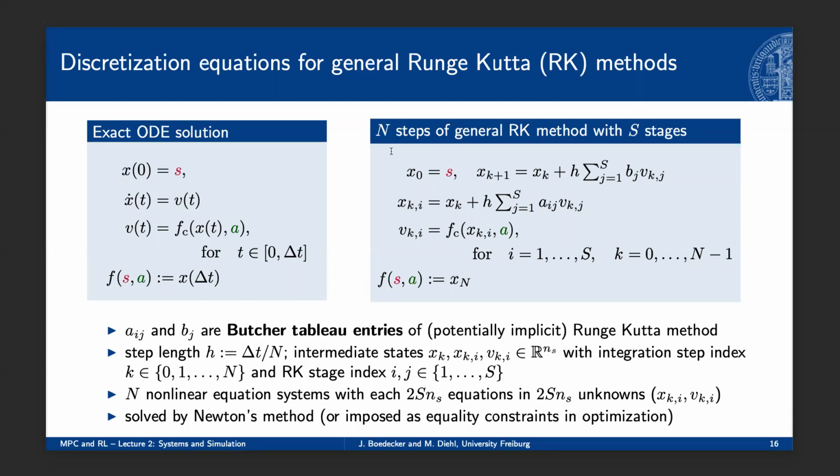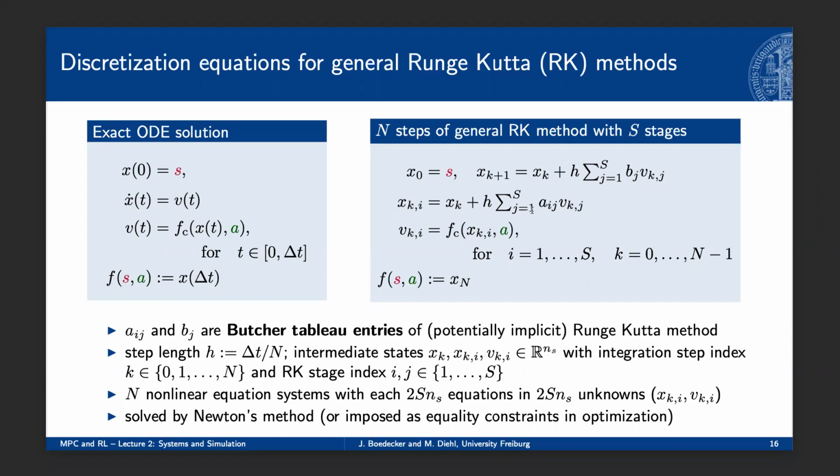And on the discretized world of a Runge-Kutta method, you do n steps, and each of them has s stages, and then you start basically with a starting point, and you have these interesting transition equations here. You define at each intermediate stage the velocity, and then you add these velocities up in order to get another intermediate state. And interestingly, this can also be implicit. So this is already covering implicit and explicit methods in one slide.